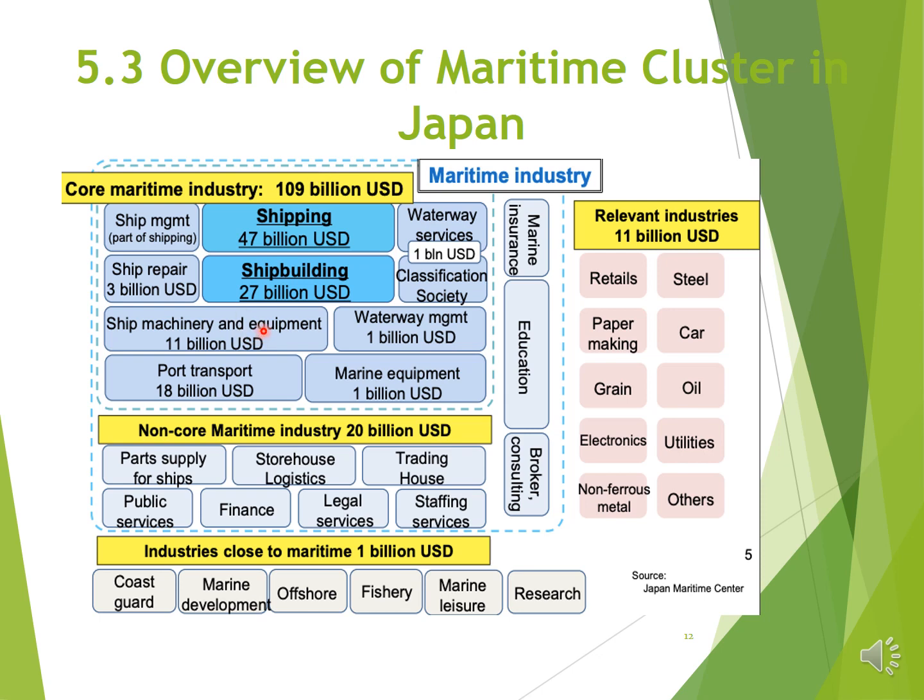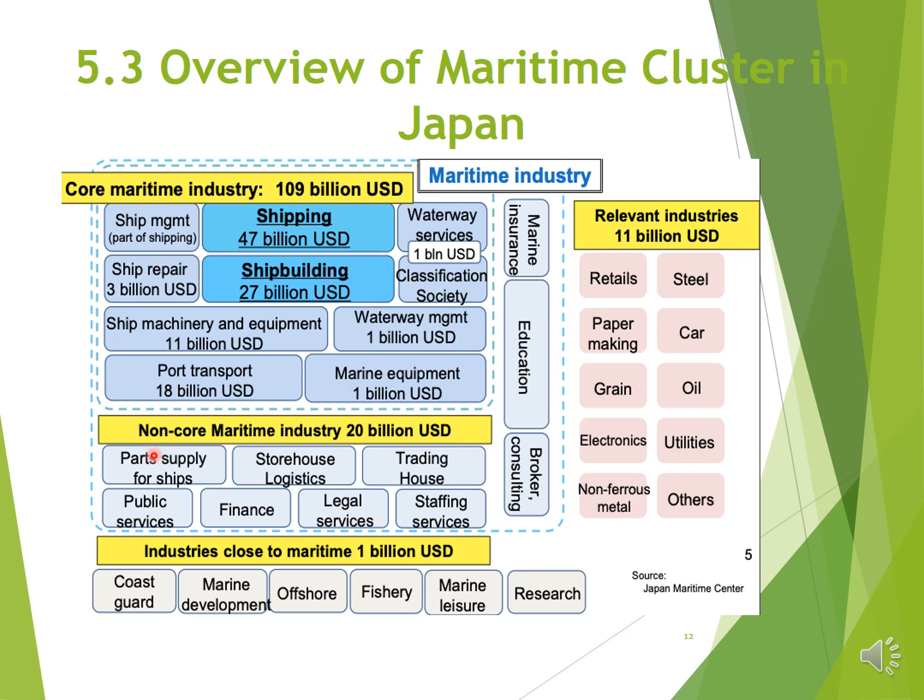Here is an overview of the maritime cluster in Japan, a core industry. We know that Japan is very famous for its shipbuilding. Those are included with the shipping companies, so it is a core industry. In shipping there are 47 billion US dollars, and shipbuilding is 27 billion US dollars.